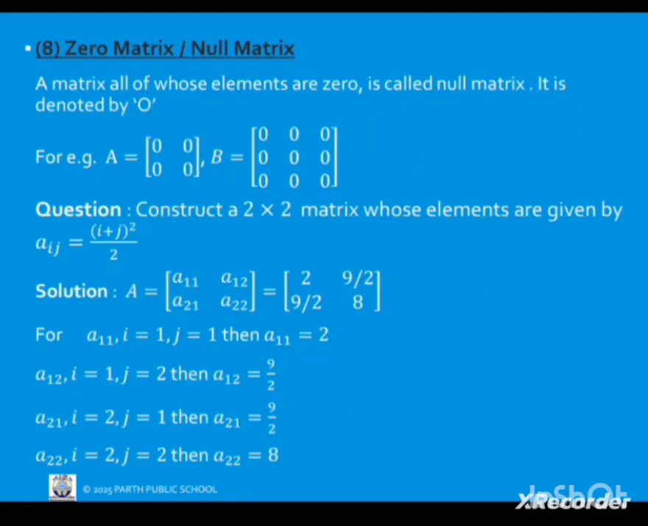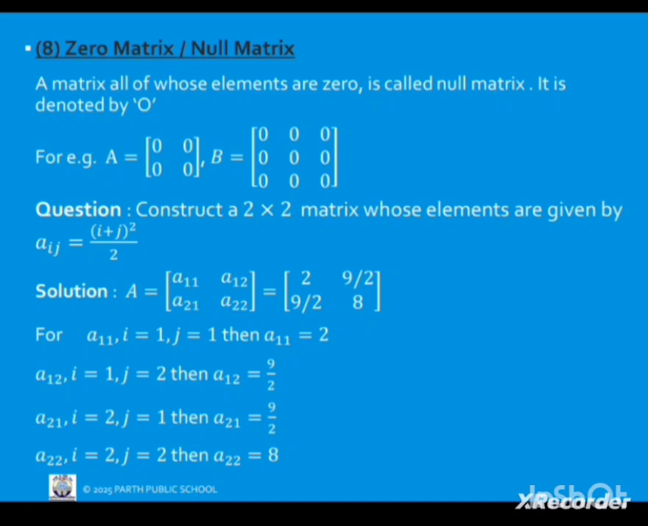Next is zero matrix, which we call null matrix also. A matrix whose all elements are equal to 0. जिन matrix के all elements 0 होते हैं, this is called the null matrix.